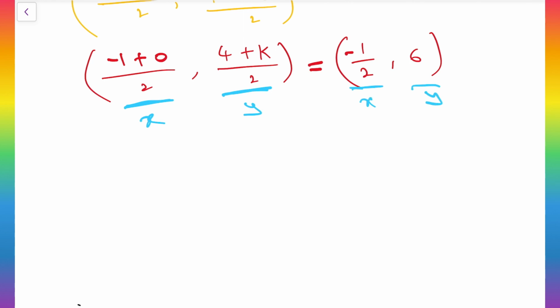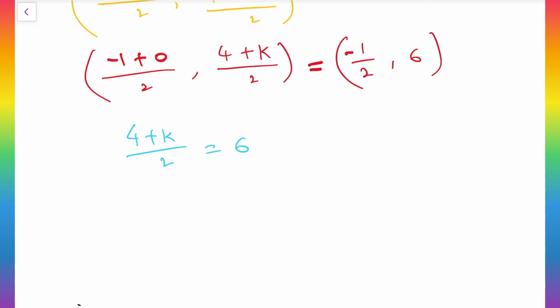Whenever you are equating the coordinates, x coordinate will be equal to x coordinate only, y coordinate will be equal to y coordinate only. And in this question we need to find out the k value. If you observe the x coordinates, the alphabet k is not there, in this one or in this one. So no need to worry about the x coordinates. You can leave it completely. Now the y coordinates: 4 plus k by 2, 6. Here k is there, so that's why we make the y coordinates equal to each other. That is 4 plus k by 2 is equal to 6.